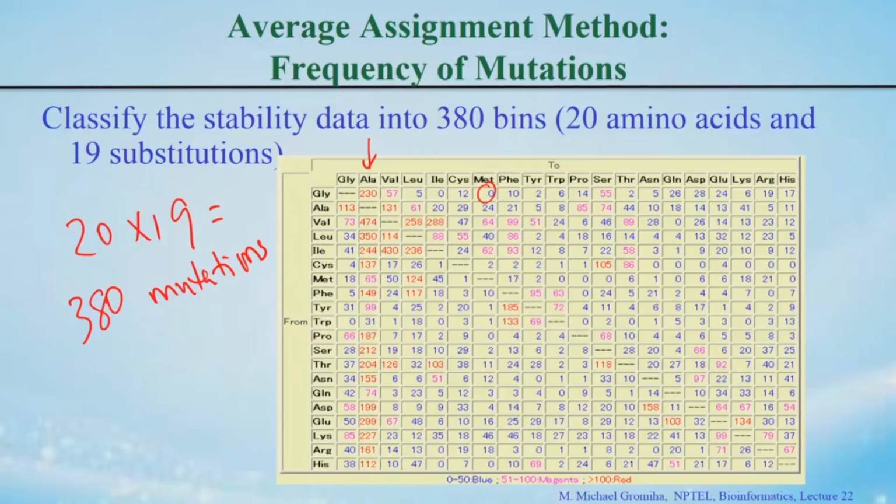The average assignment method works based on the number of data. If we have more data, then we will get better results. If we have less data, in that case we do not know about the performance of that method for that particular mutant. So, here I show you the frequency of stabilizing and destabilizing mutations.